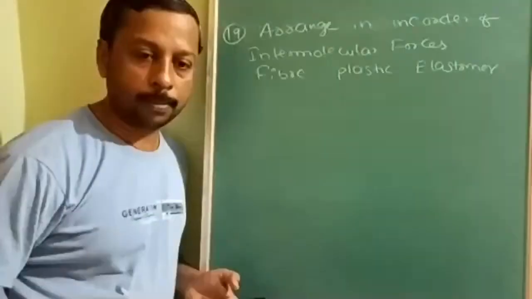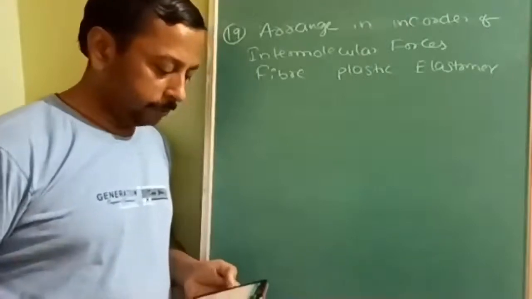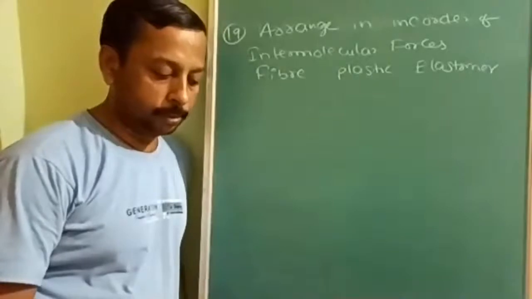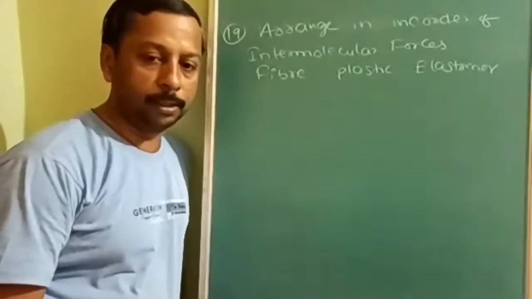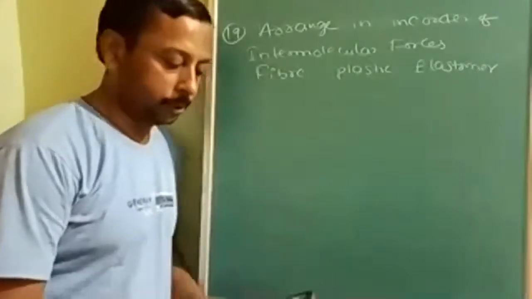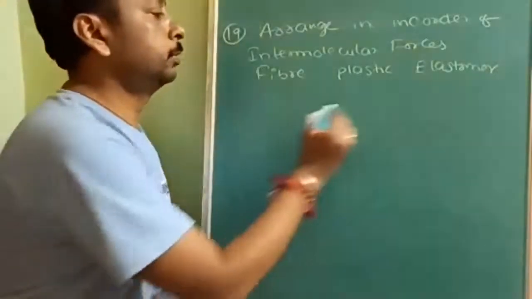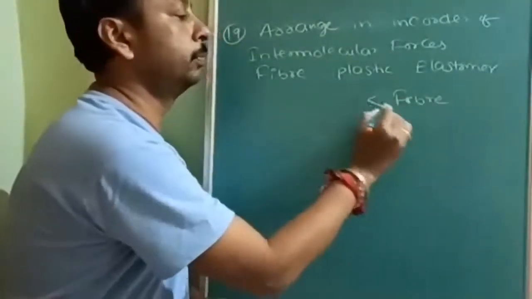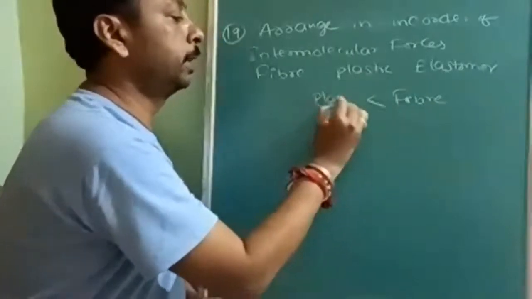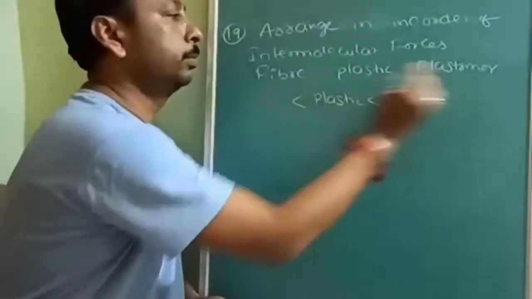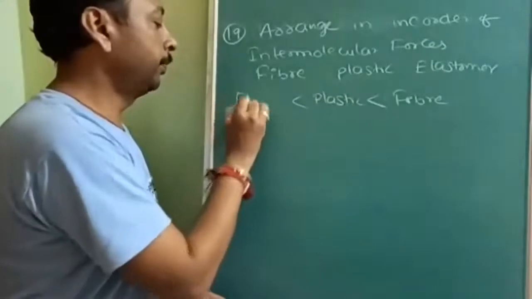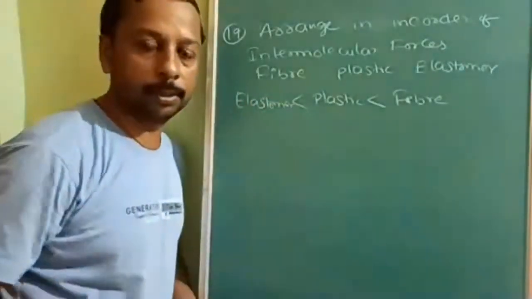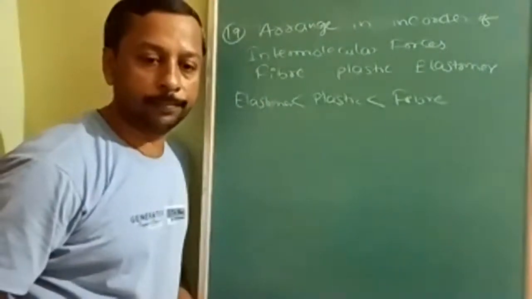Okay, very simple question from the polymers. Fiber, plastic and elastomer, you have to arrange them in increasing order of intermolecular forces. So answer is fiber is the largest intermolecular force, then is plastic. Elastomer have the least intermolecular forces. So this is the answer.